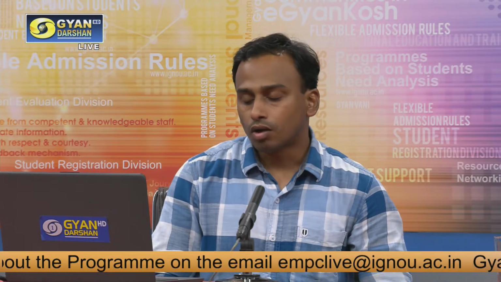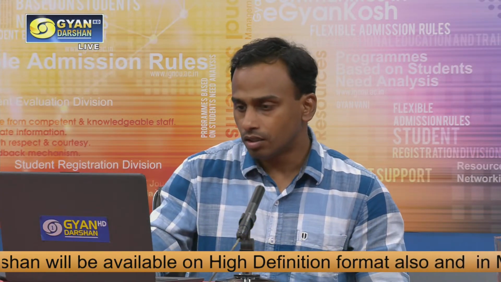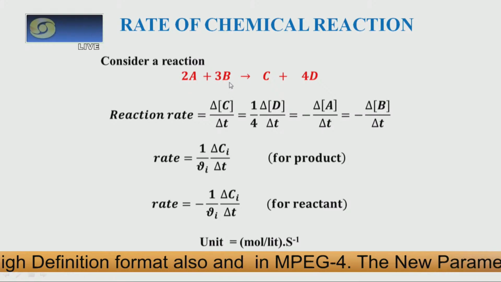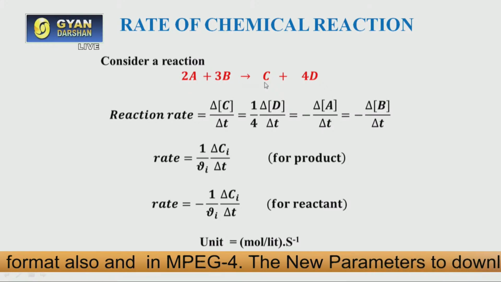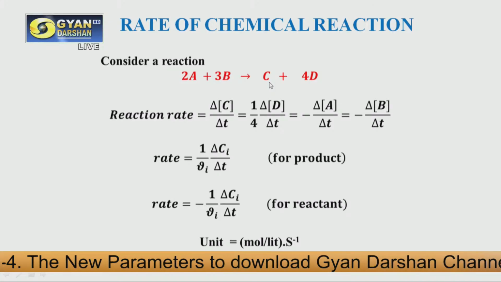Before the break, we were talking about how we write the rate of this chemical reaction, whatever the stoichiometry balanced chemical reaction. So in this part, for the chemical reaction where 2 moles of A and 2 moles of B give the product of 1 mole of C and 4 moles of D.